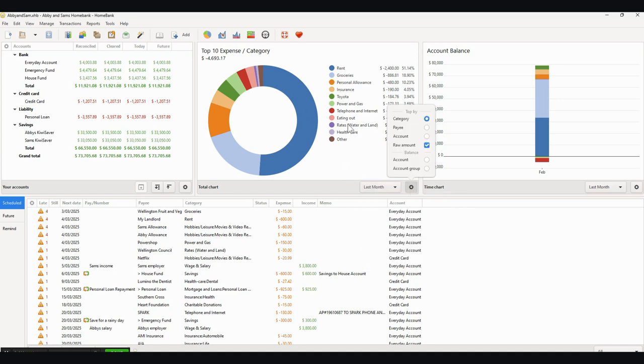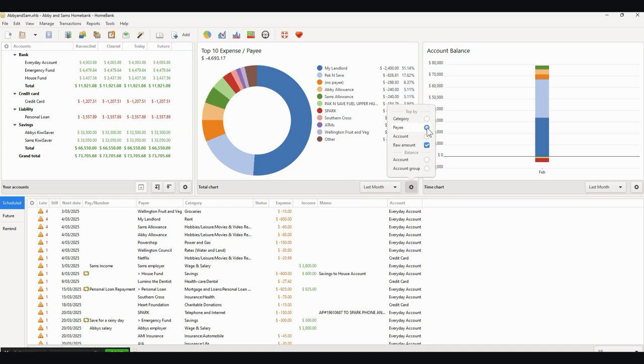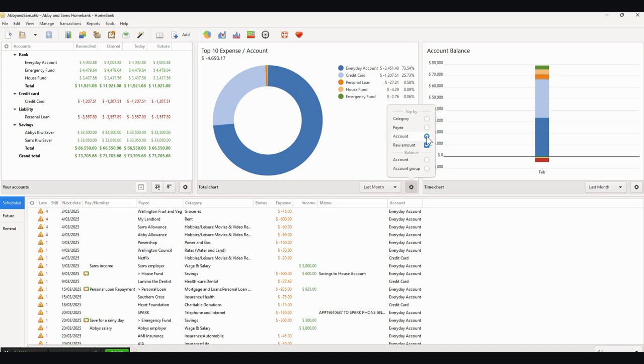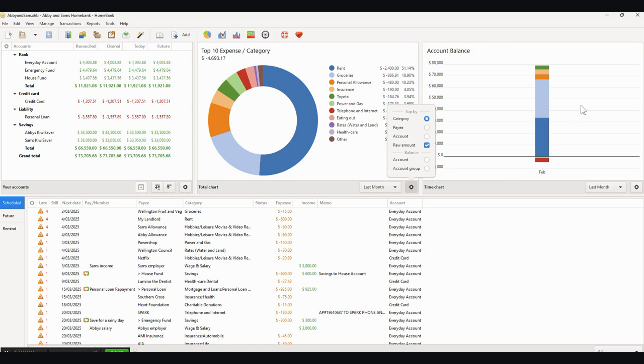Now, to change these little graphs, you're going to be choosing different things in this menu here. I can see by payee who gets most of my money, which is the landlord for Abby and Sam. I can see by account how much my account has moved over the last month. So the everyday account's actually gone down. The credit card's also gone down, and so you can start to see the movement of the account. But I'll take that back to category.